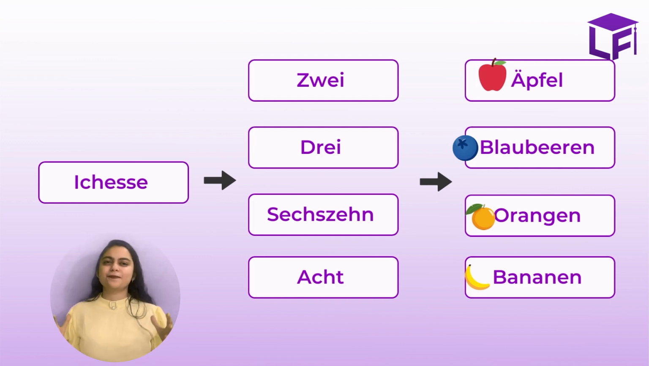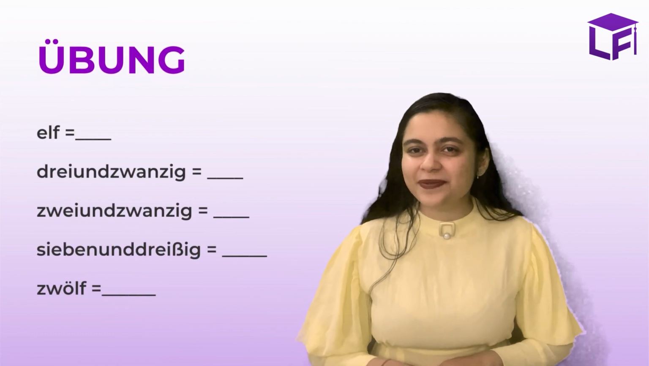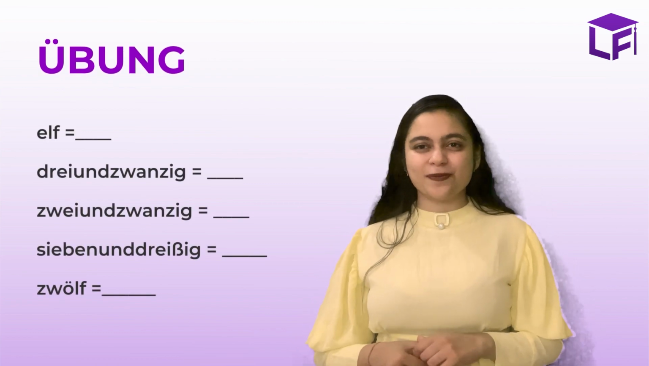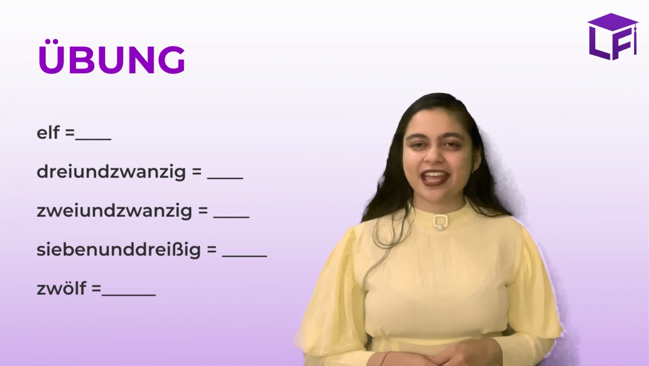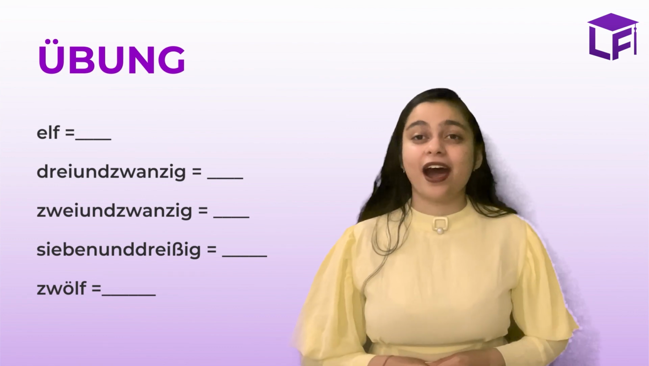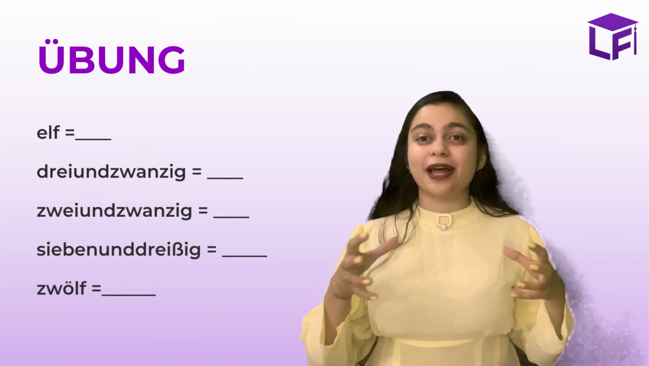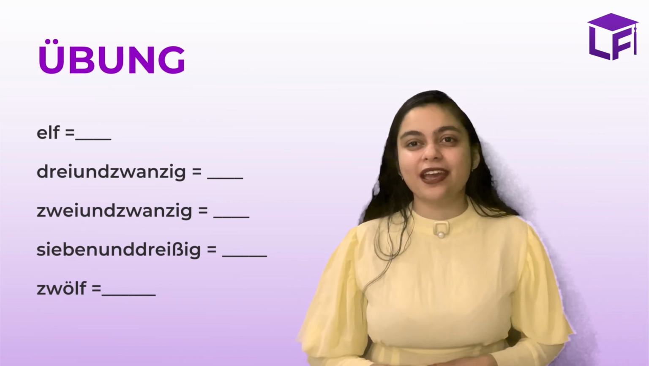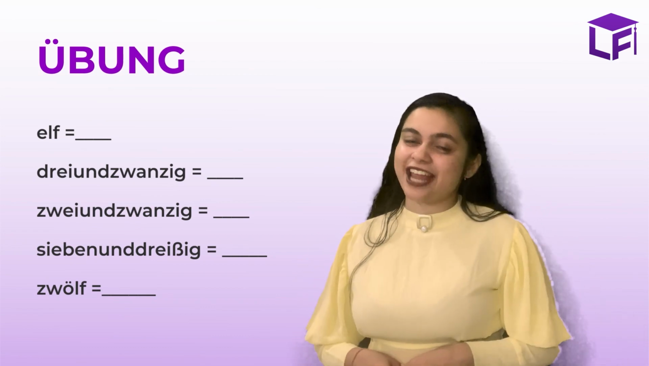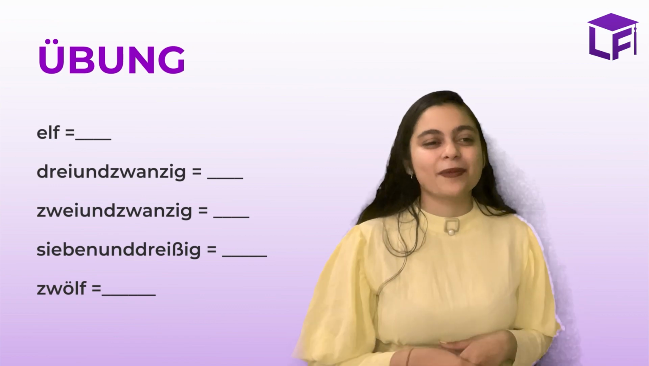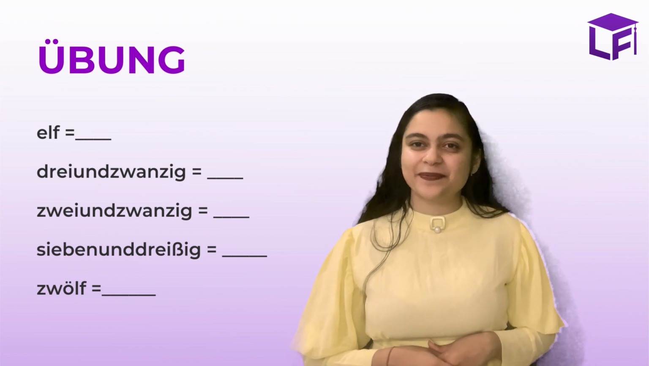Now, let's practice these number names. It will be a kind of quick revision for you guys. I know you're already pro at the number names, but let's also test ourselves. So, we are going to start with an Übung, which means an exercise in German. Firstly, I'm going to tell you some German number names and you have to tell me what number that is in English. The first number that I have for you guys is elf.